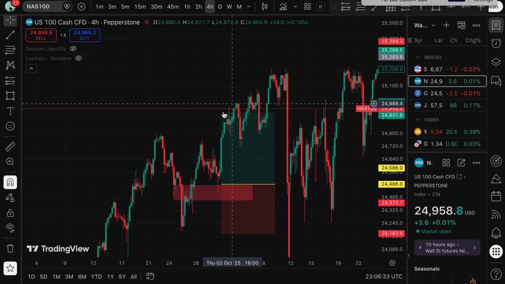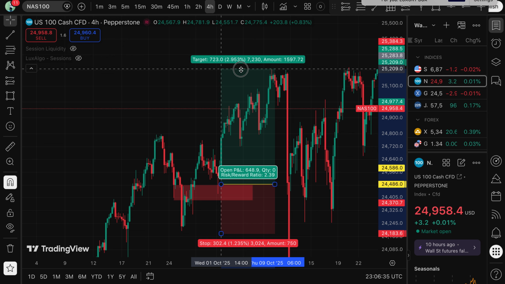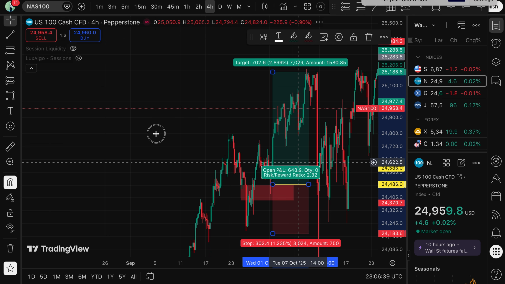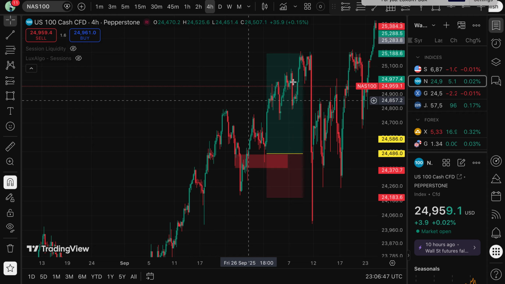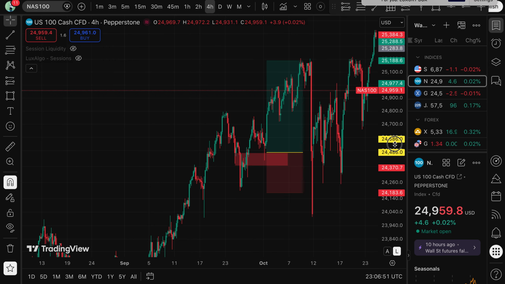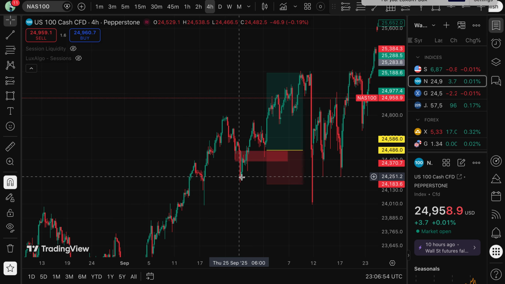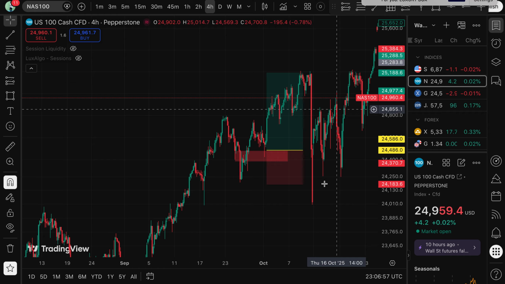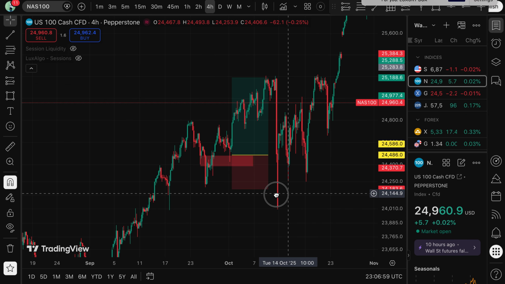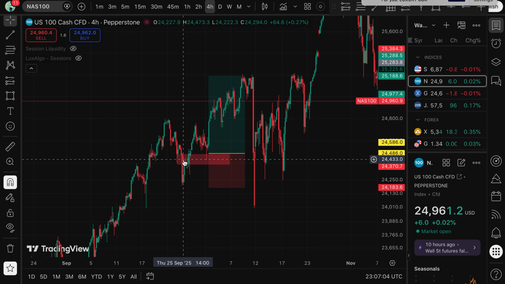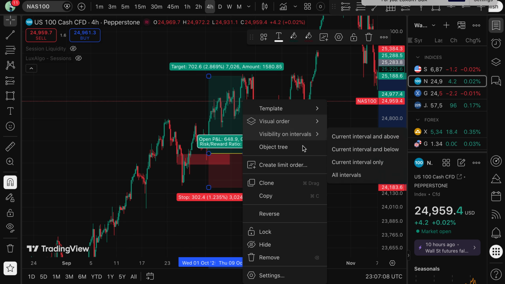So let's see if it gave us a 1:2. Okay, yeah, it gave us a quick 1:2 here. I actually do go for 1:2 or 1:3. It gave us a quick 1:2 R before coming down to take out this level entirely and start pushing towards the upside. And another thing you need to observe, immediately it took out this level, there is another Quasimodo continuation pattern that formed itself.